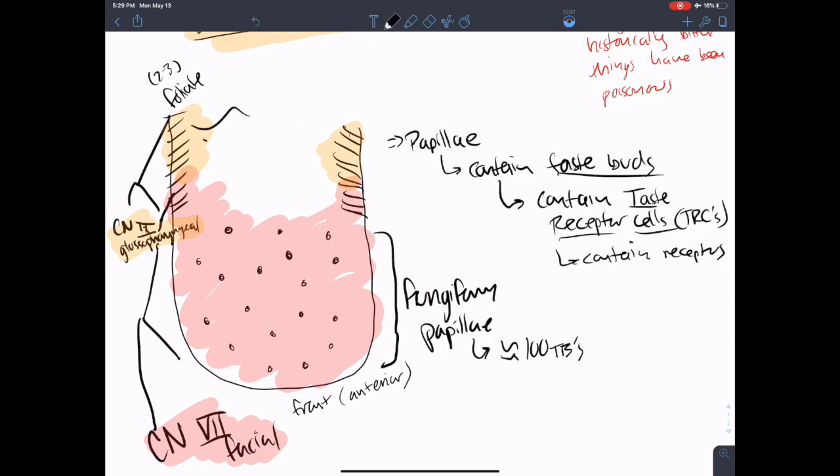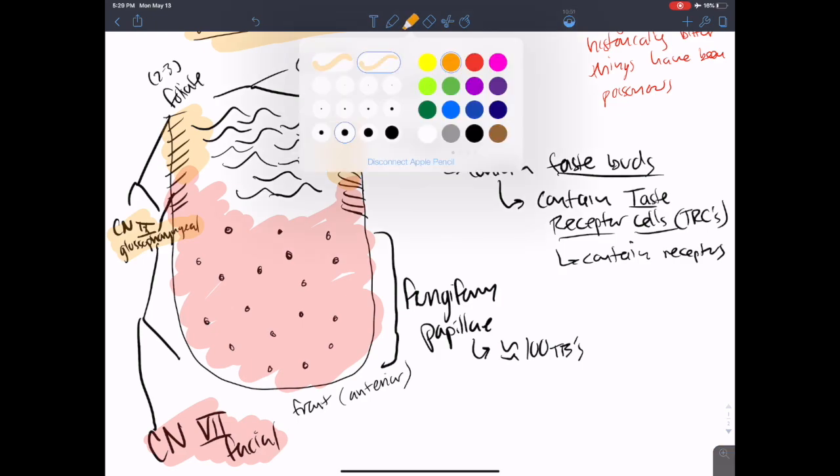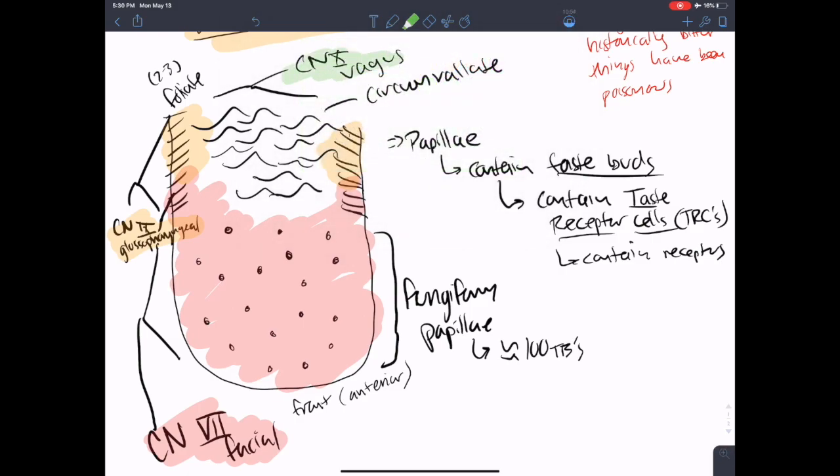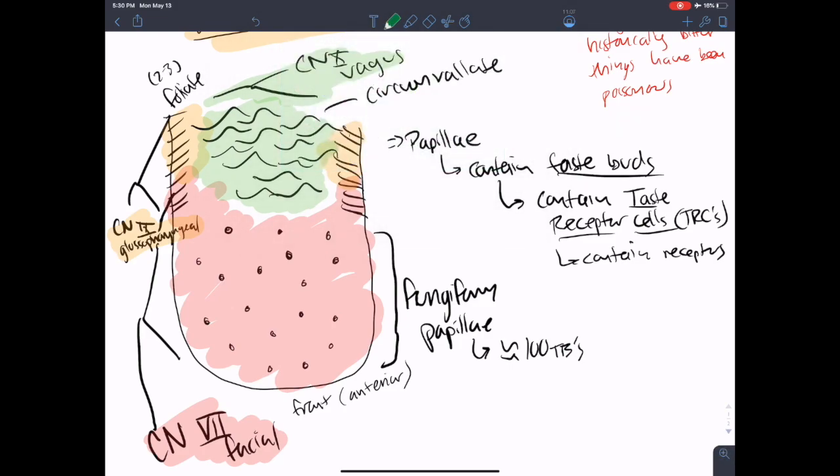These valley-looking papillae are called circumvallate. So I like to think that vallate means valley, although I don't know if it does. So circumvallate papillae. And these are carried by cranial nerve 10, which is the vagus nerve. And the way I remember this, and you do not have to do this if you're not one for mnemonics, but basically, vagus, as you guys might know, means wanderer. So a vagus or a vagabond or anything that starts with that root means somebody who wanders.